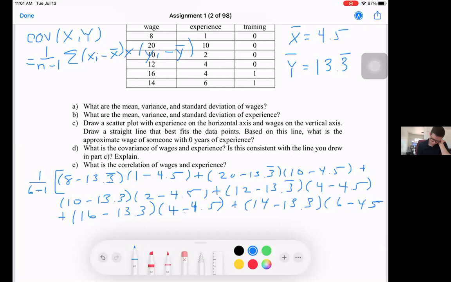Okay, it's a huge mess. Let me see if I can do this on the calculator. But yeah, setting it up is kind of the main part.